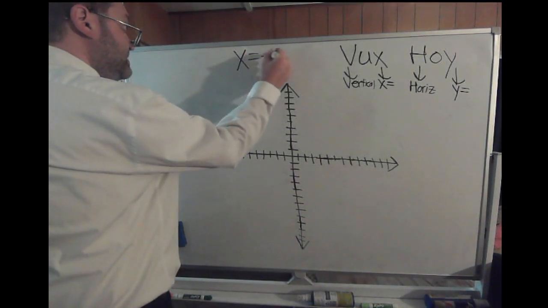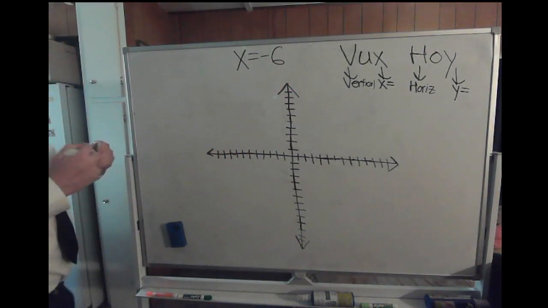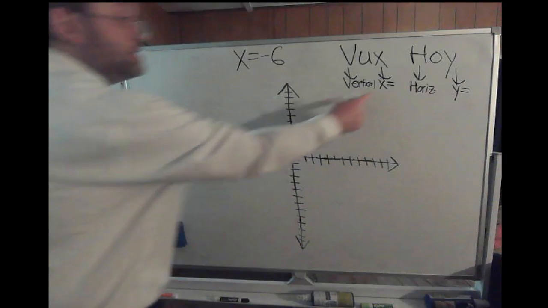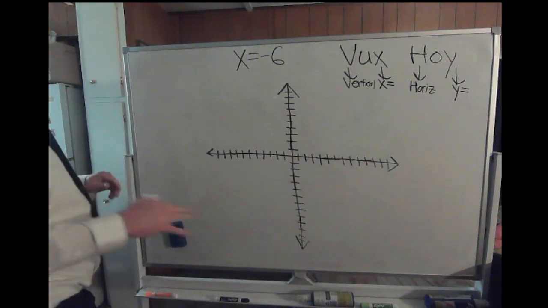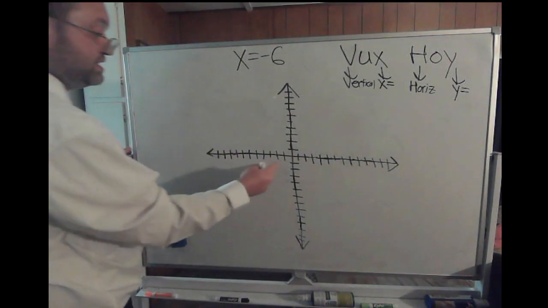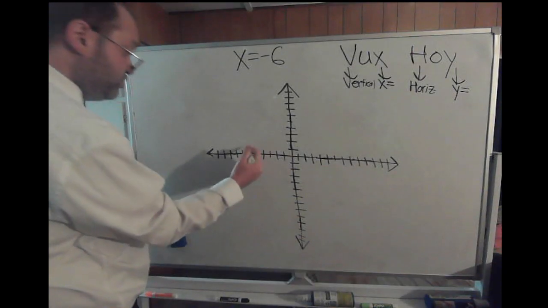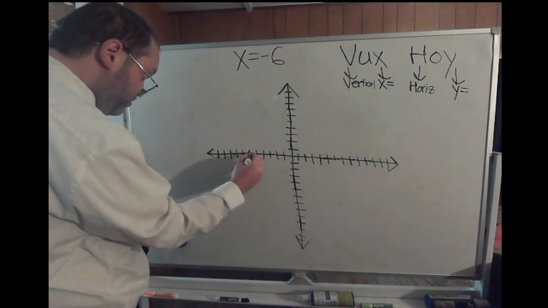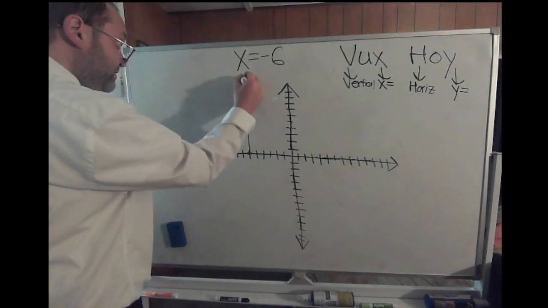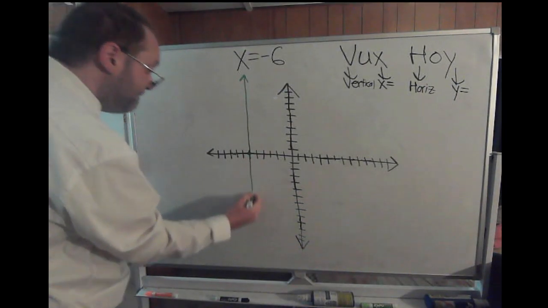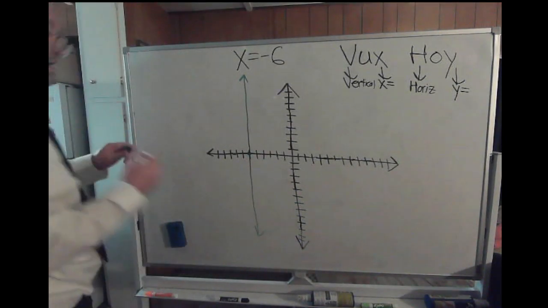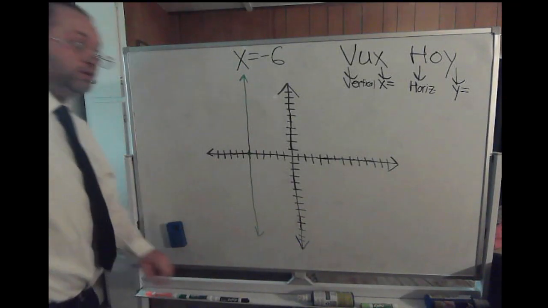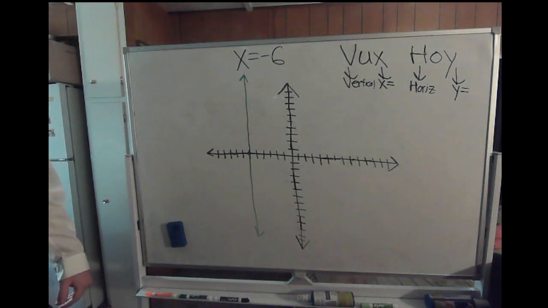X equals -6. So we have x equals -6. X equals means it's a vertical line. So we go to where x equals -6. That'd be at -6, 0, which would be right here. And you just draw a straight vertical line through that point. And that would be your graph of x equals -6. And really, that's all there is to it.